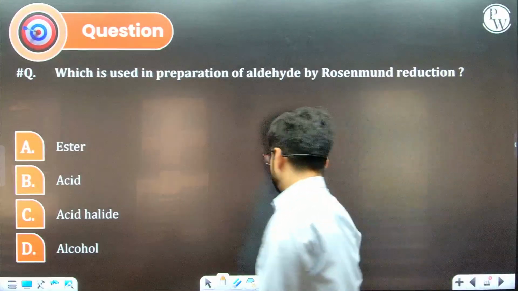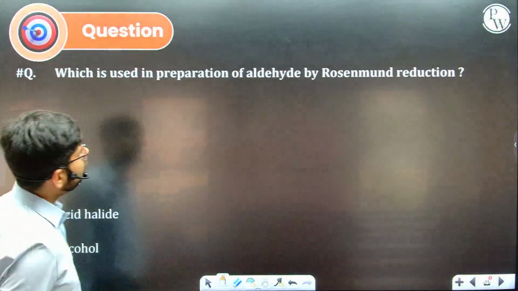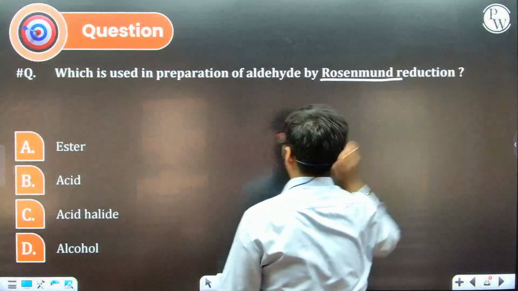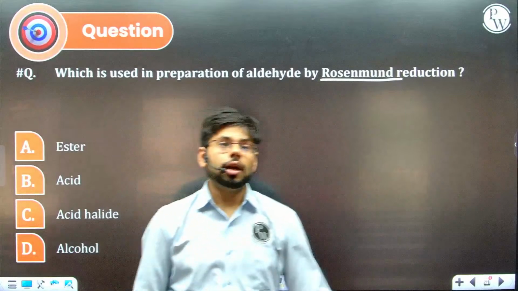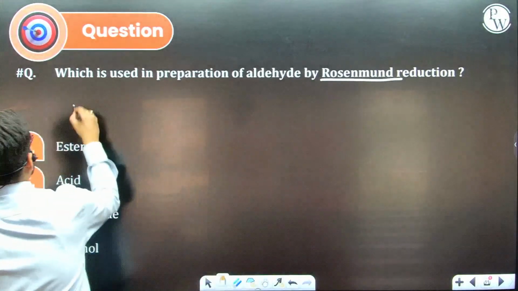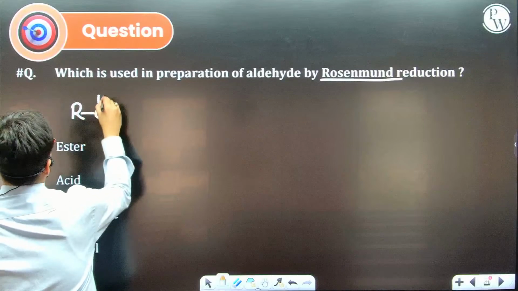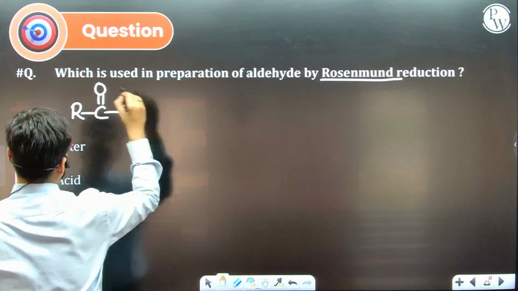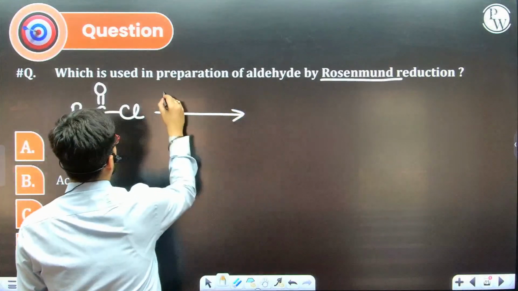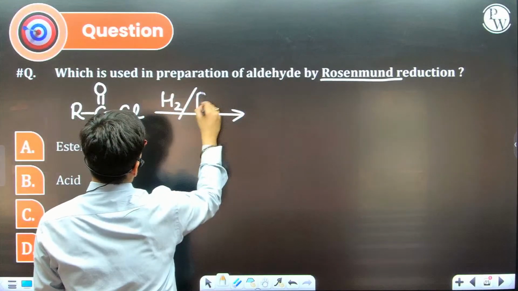Which is used in preparation of aldehyde by Rosenmund reaction. Very, very important reaction, Rosenmund reaction. It is there in NCERT. This reaction is used for the preparation of aldehydes. So what happens? We use an acid chloride or acyl chloride, right? RCOCl gets converted to aldehyde. So this is the exact reaction.